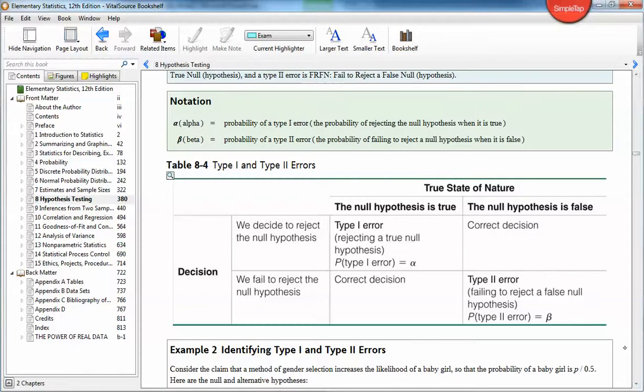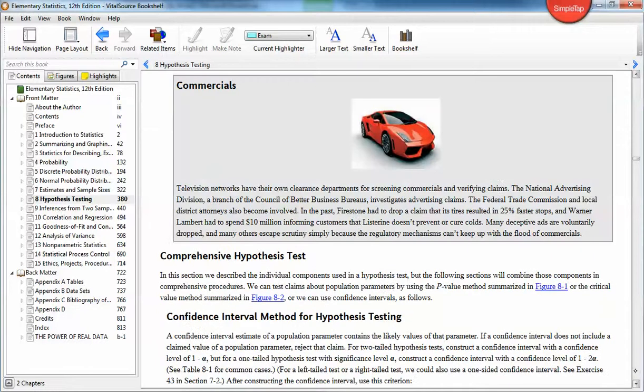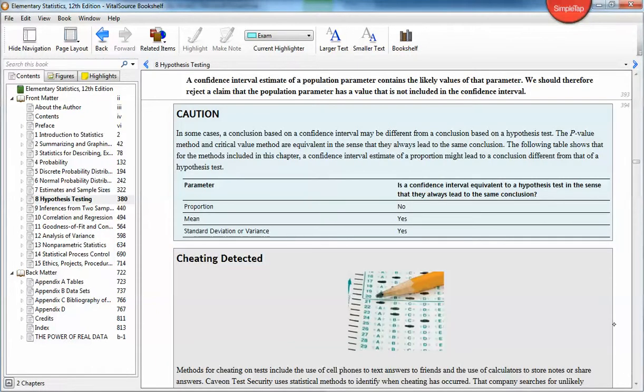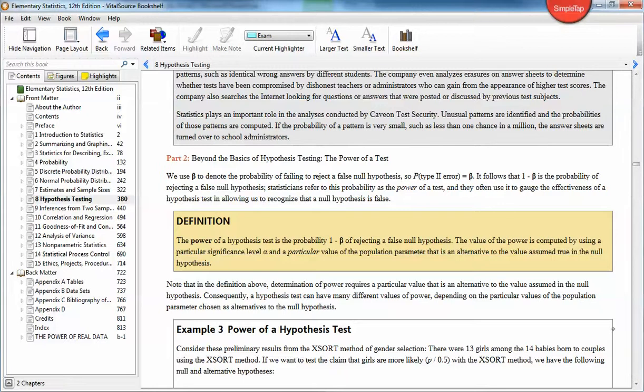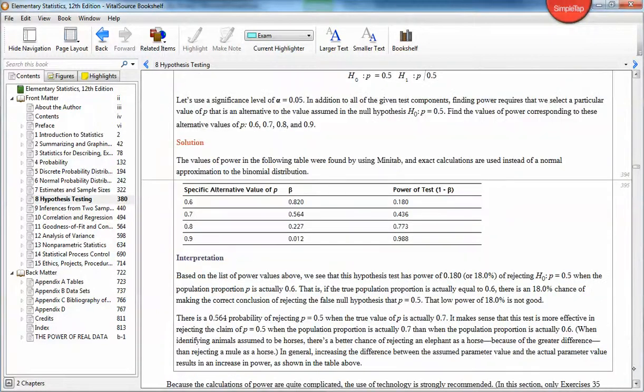So that is the end of 8.2. There's still a lot of good stuff about type 1 and type 2 errors and this power of a hypothesis test. I mean, it's definitely worth reading, but it's not something that we're going to get into.